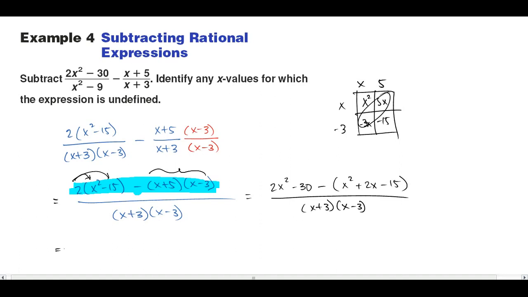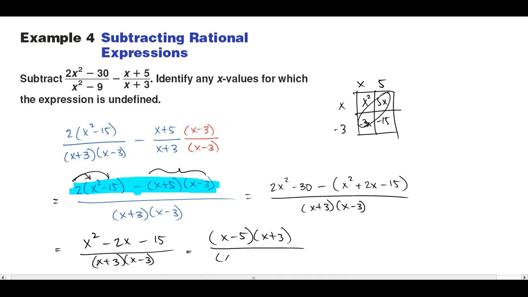All right. Now let's combine like terms. I got a 2x squared minus an x squared, so that gives me an x squared. I got a minus 2x. I got a negative 30 plus a 15, so that's minus 15, all over x plus 3, x minus 3. And I think I'm done, except that top looks like it factors. It factors to 2x minus 5, x plus 3, all over x plus 3, x minus 3.